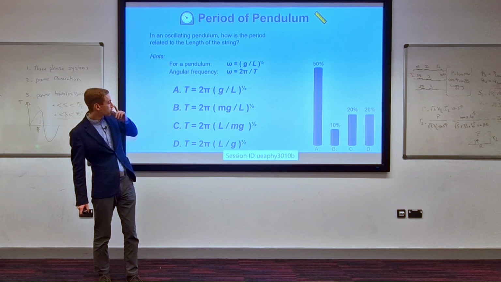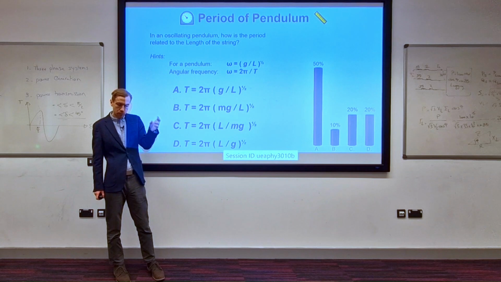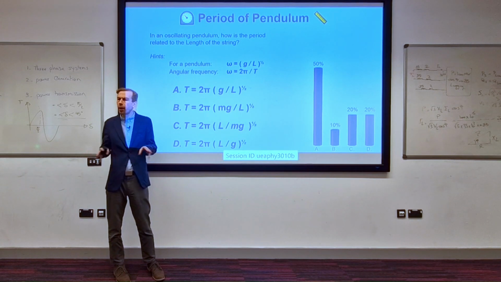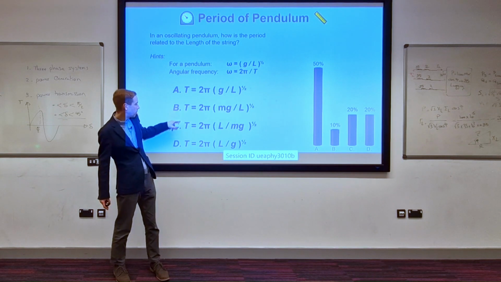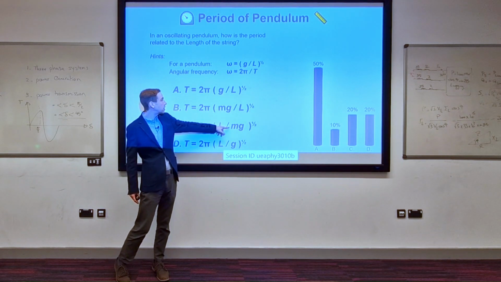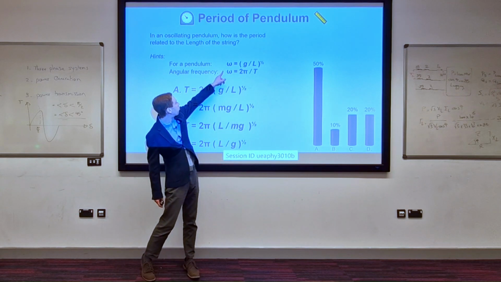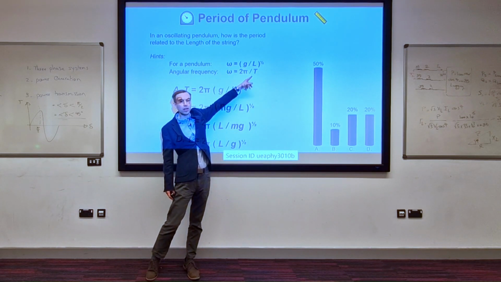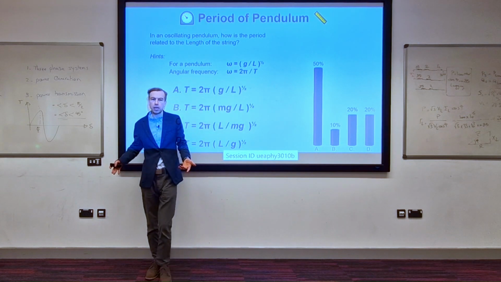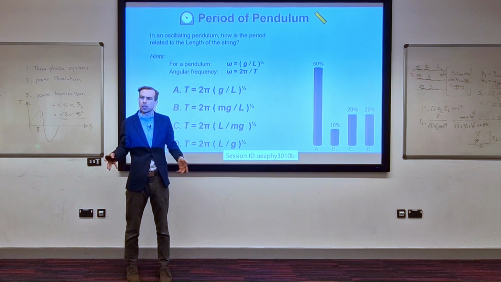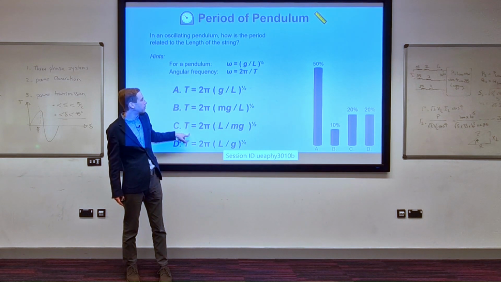Okay. Now, remember that when we saw in the lab, the time period didn't depend on the mass. So we can actually eliminate options B and C just because they depend on the mass. And also if we look here, for our pendulum, the angular frequency is root G over L, and we set that equal to 2 pi over T. There's no mass in there. So the mass doesn't come into this. So we know that it's not going to be options B and C.